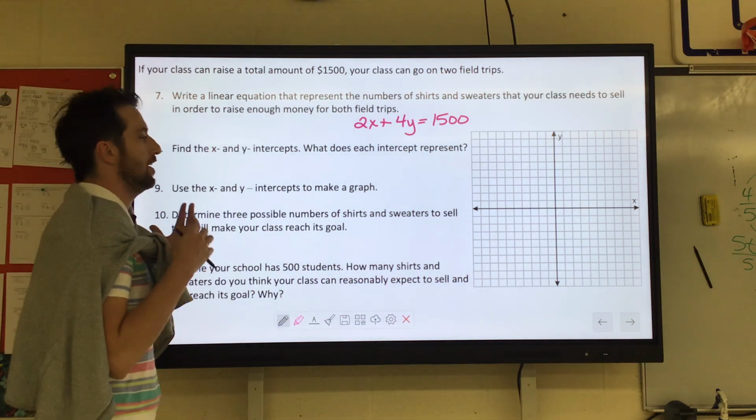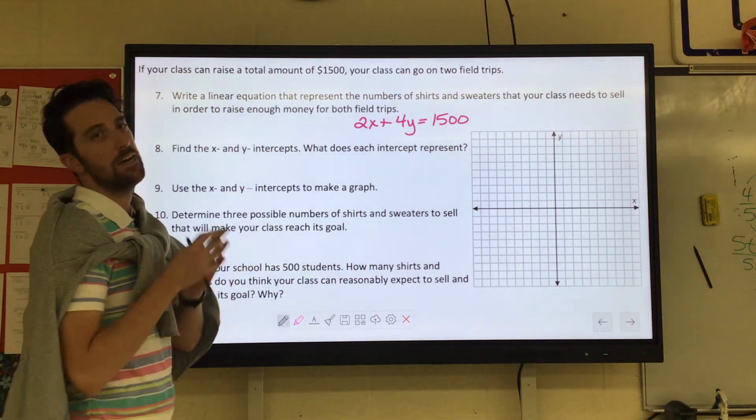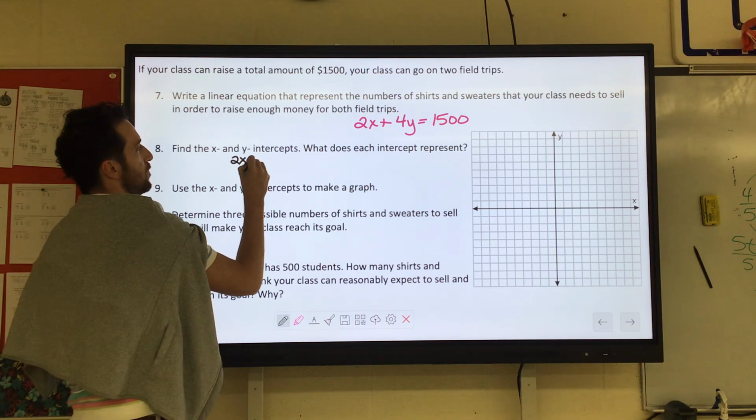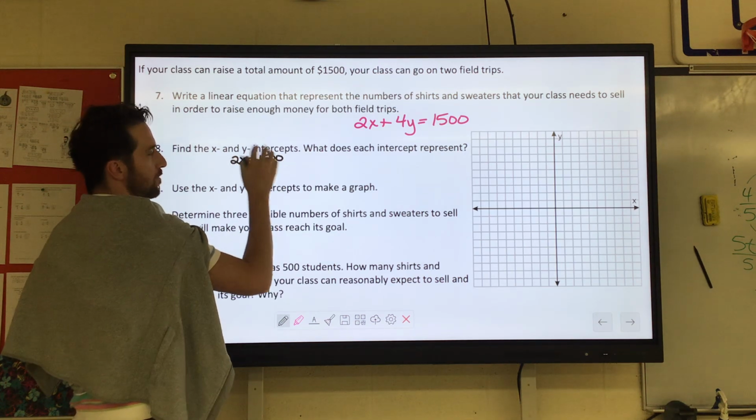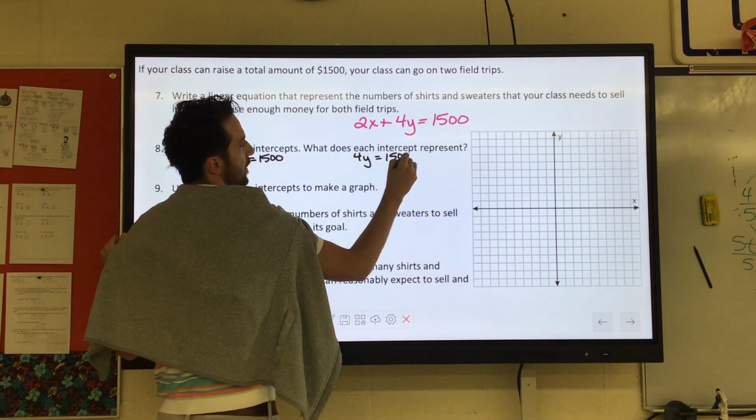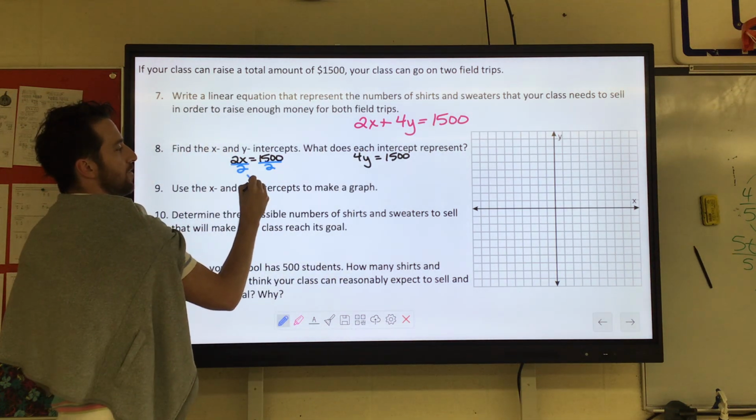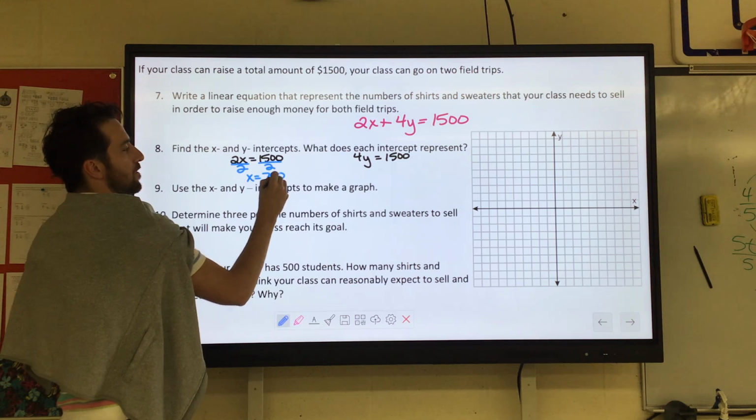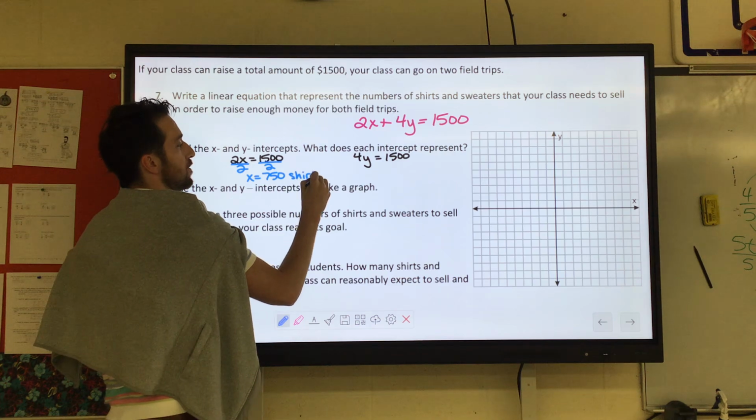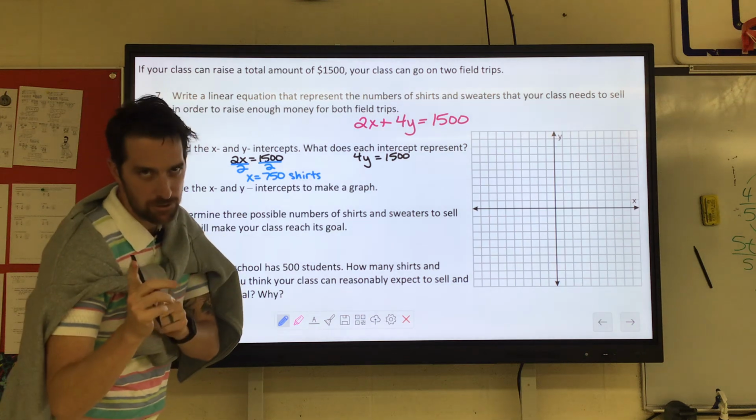So it represents, if we just sold shirts, how many would we need to sell? If we just sold sweaters, how many would we need to sell? So for the X, we have 2X equals 1,500. We'll divide by 2 in a second. For the Y's, we have 4Y equals 1,500, and we'll divide by 4. So half of 1,500 is 750. So X equals 750. That's the number of shirts to sell in order to raise $1,500 if we just sold shirts.